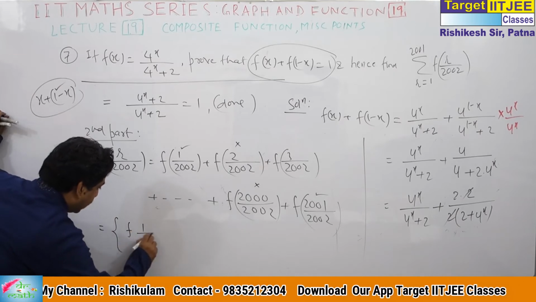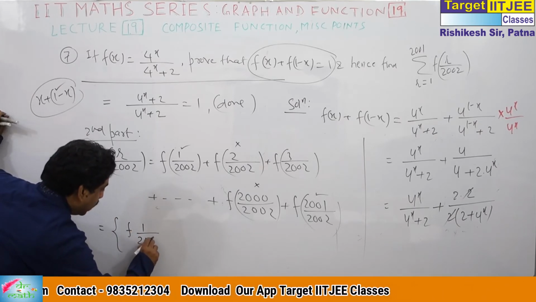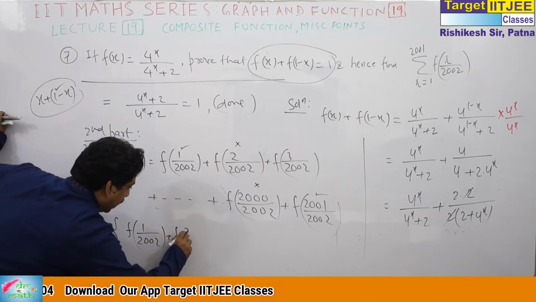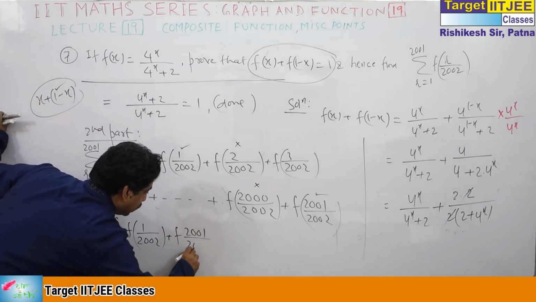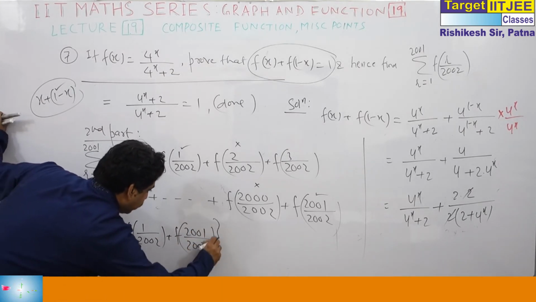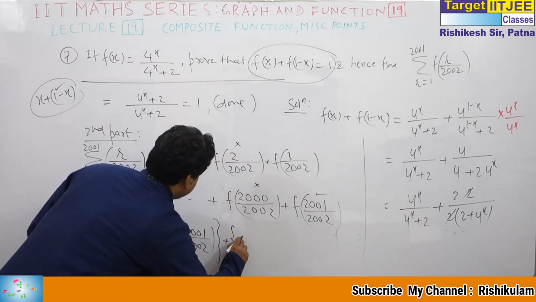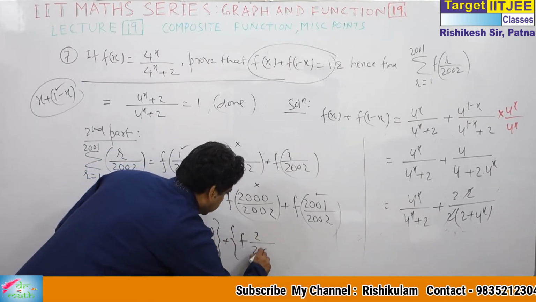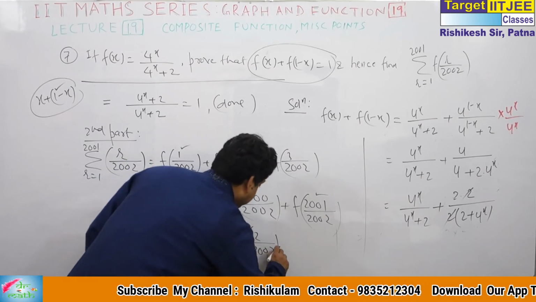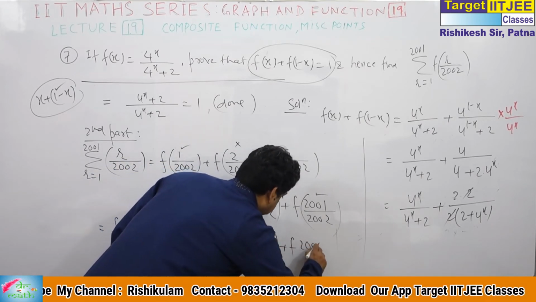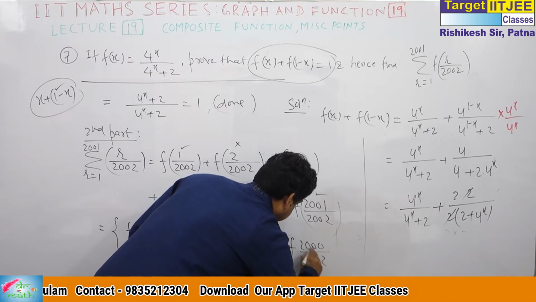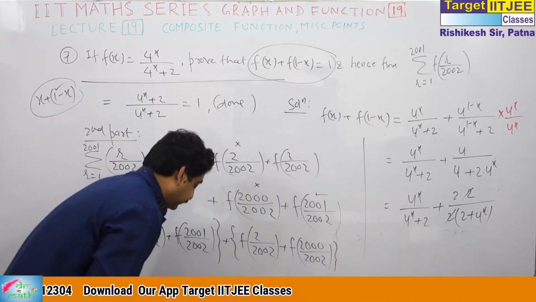This is f of 1 by 2002 plus f of 2001 by 2002. This is first one. Now, this is second one. f of 2 by 2002 plus f of 2000 by 2002. Okay, this is second one.